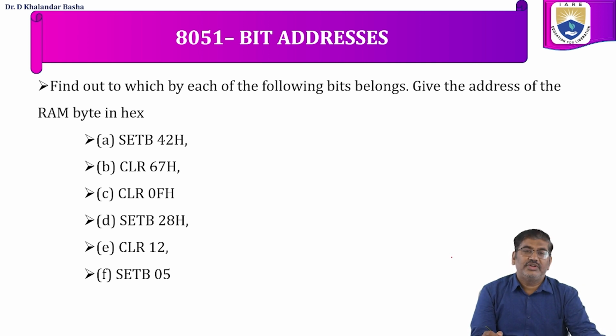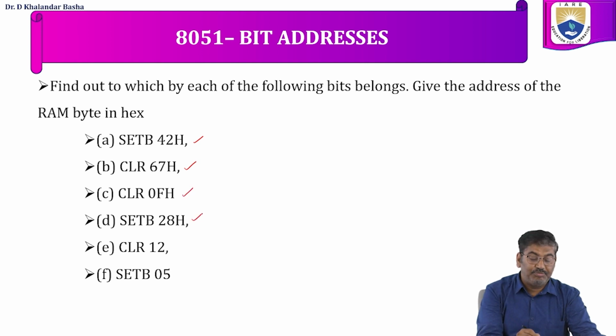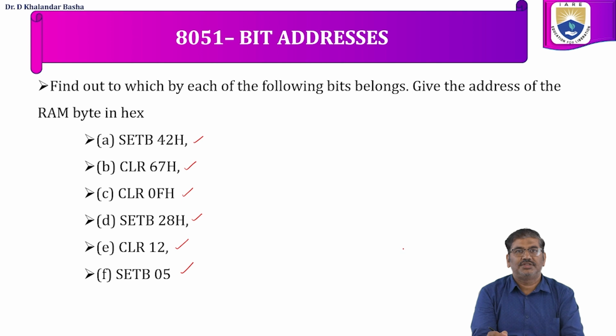Find out which RAM byte each of the following bits belongs to, and give the address of the RAM byte in hexadecimal. First we are going to check: setb 42H, clr 67H, clr 0FH, setb 28H, clr 12H, setb 05H.